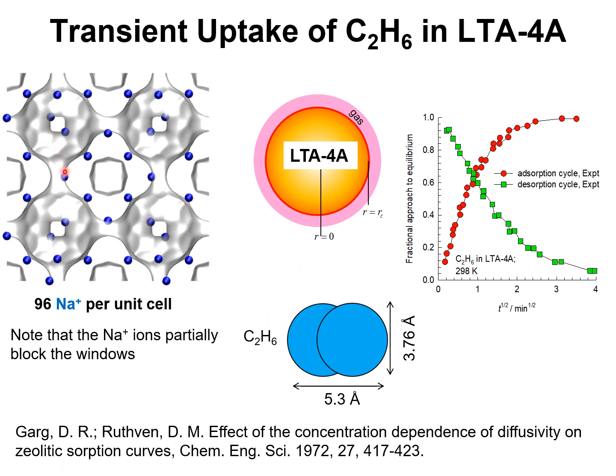4A zeolite consists of a structure made up of cages, approximately 11 angstrom in diameter, separated by windows of dimensions approximately 4 angstrom. Note that the sodium cations, of which there are 96 per unit cell, partially obstruct the window regions, and they influence the intercage hopping of gas molecules.